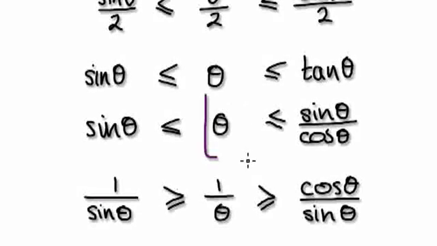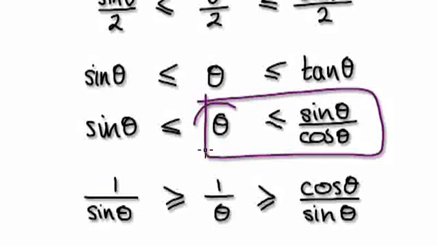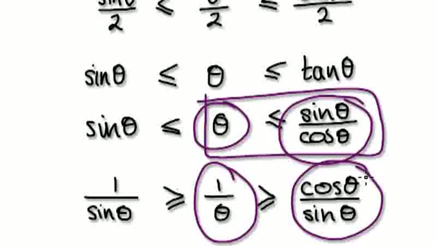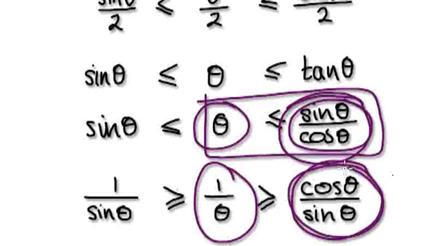Okay, and if you look at this bit here, if you take the reciprocal of this, it will become this. Take the reciprocal of this, it will be cosine theta over sine theta. Well, the reciprocal of this will be this.